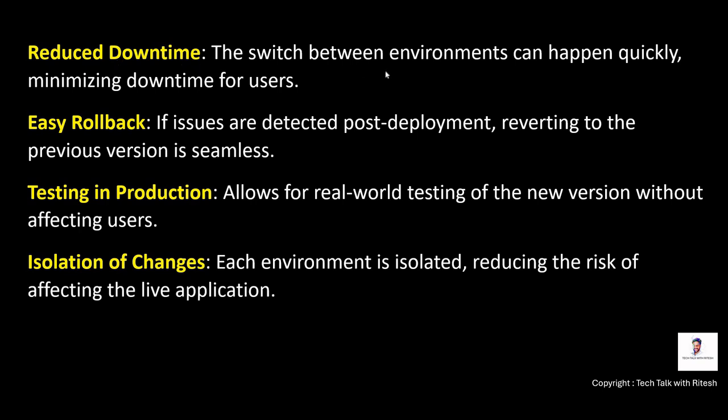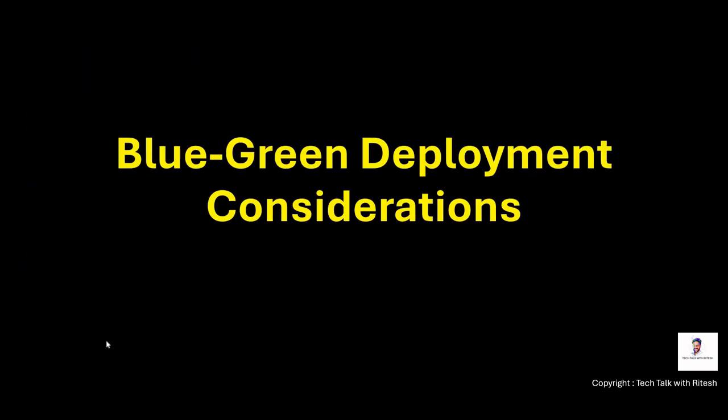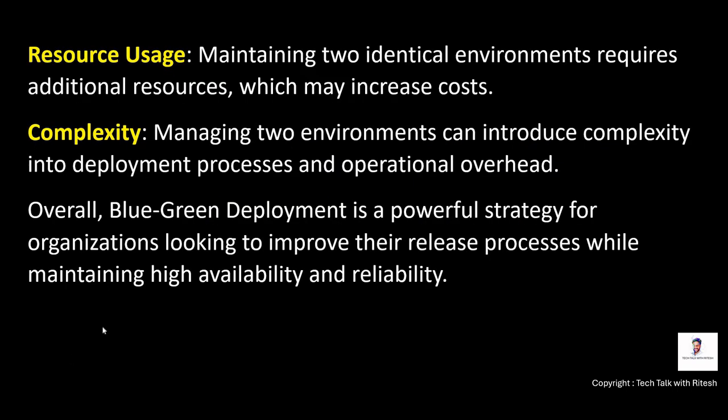Reduced downtime: the switch between environments can happen very quickly, minimizing downtime for users. Easy rollback: if issues are detected post-deployment, reverting to the previous version is seamless. And testing in production: it allows for real-world testing of the new version without affecting users. And isolation of changes: it means each environment is isolated. Of course, it is reducing the risk of affecting the live applications. Now let's see the blue-green deployment considerations, what we should consider.